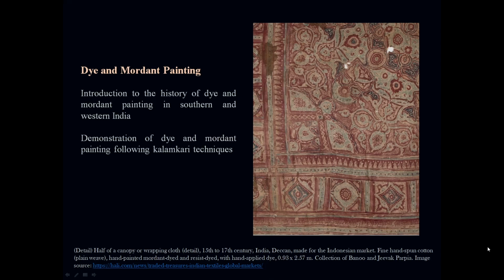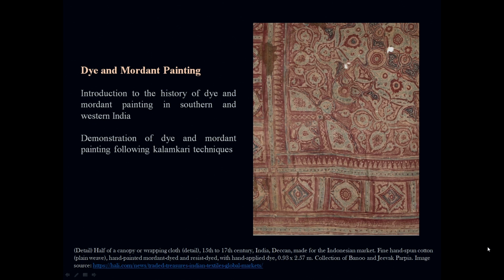The image that we have on screen on the right side is perhaps half of a canopy or a wrapping cloth, because this is a detail of this textile. We will see a larger version of this textile later in this presentation, and this is perhaps between the 15th and 17th century. It was made in the Deccan or in the Coromandel region, and it was meant for the Indonesian market, for the Southeast Asian market.